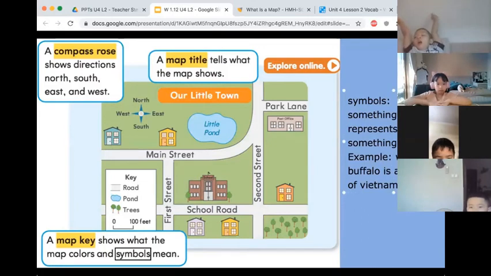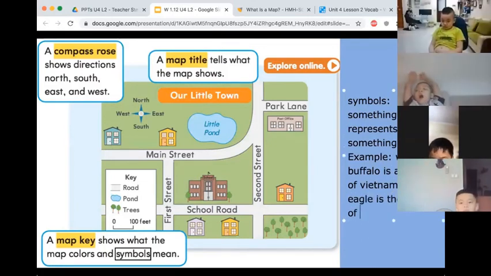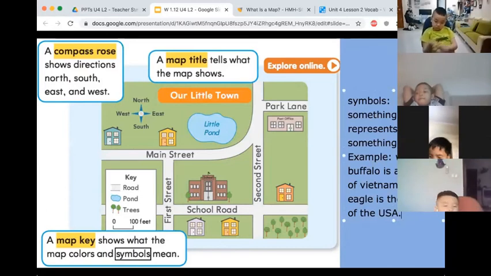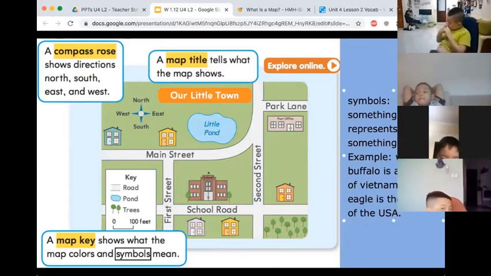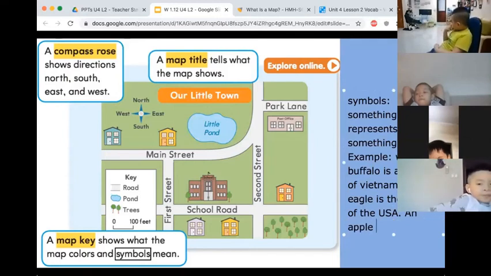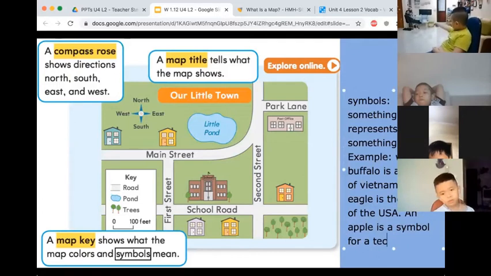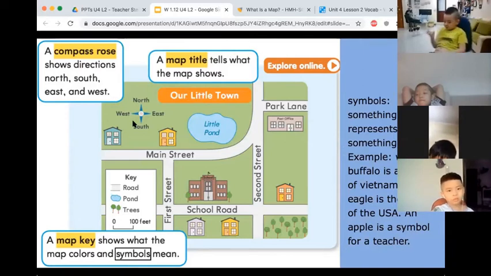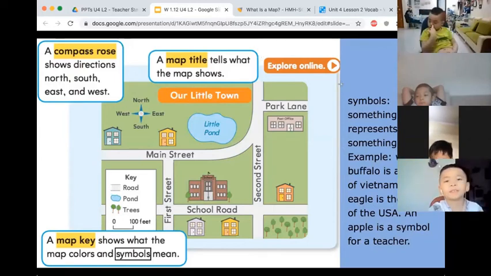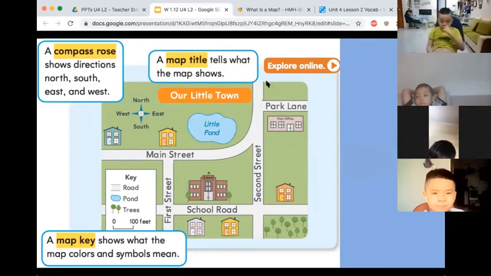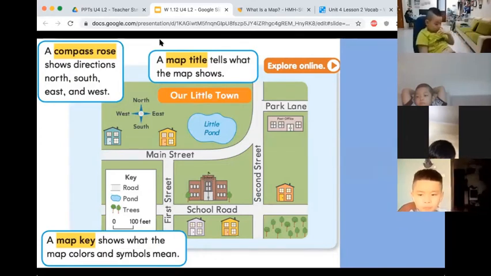And the eagle is the symbol of the USA. And an apple is a symbol for a teacher, at least in the USA, but I don't think it is here. But in the USA, a symbol for teachers is usually an apple. So symbols, something that represents something else. So the key can use colors and symbols.